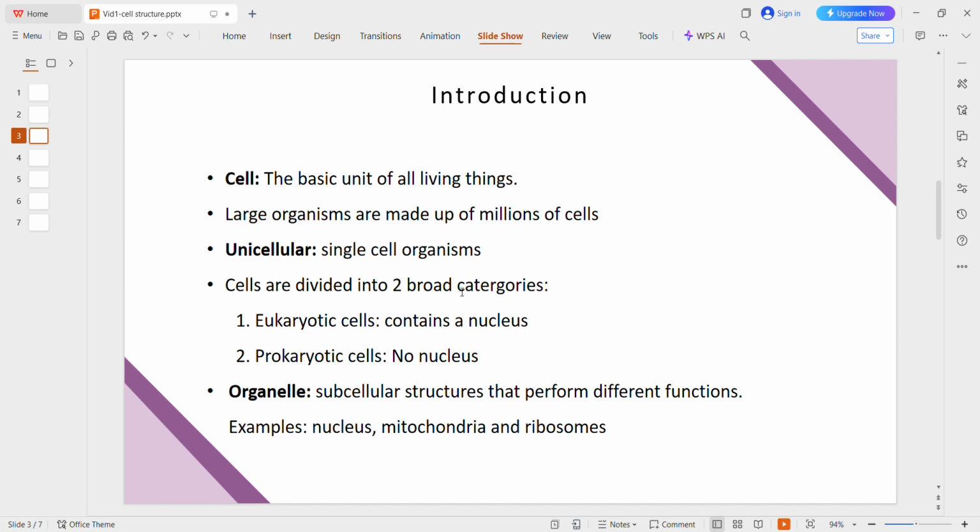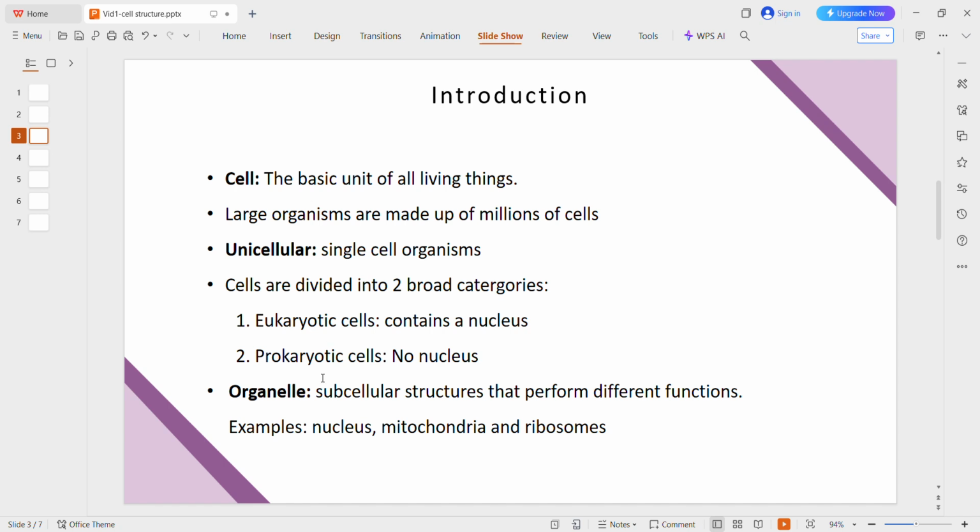Now, cells are divided into two broad categories, which are eukaryotic and prokaryotic cells. What makes them different is that eukaryotic cells are cells that contain a nucleus. For example, plant and animal cells are considered eukaryotic cells. Prokaryotic cells, on the other hand, are cells that do not contain a nucleus, such as bacterial cells.